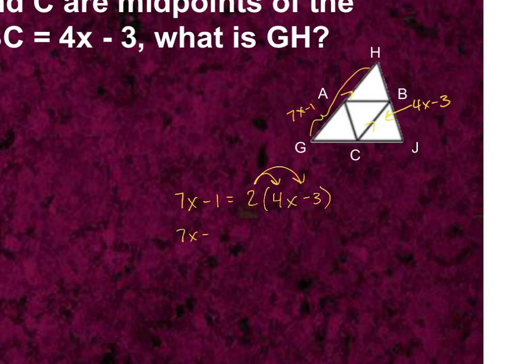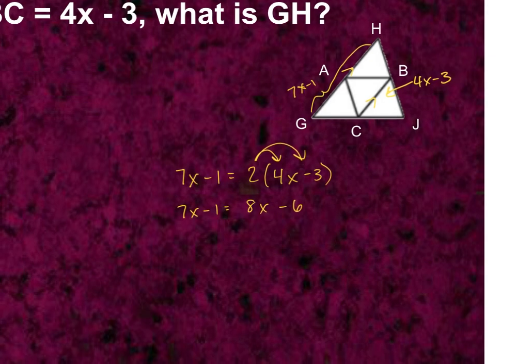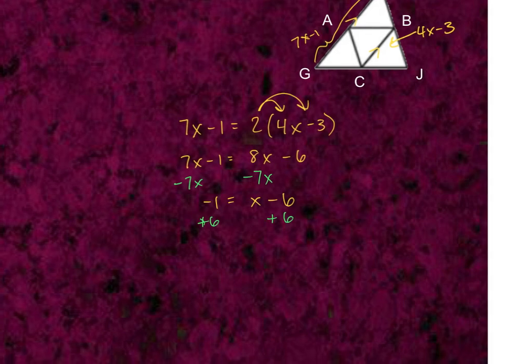We've got 7x minus 1 equals 8x minus 6. What do we do from here? Subtract 7x, good. We'll get negative 1 equals x minus 6. And then we can add 6 to both sides, and we're going to get 5 equals x.